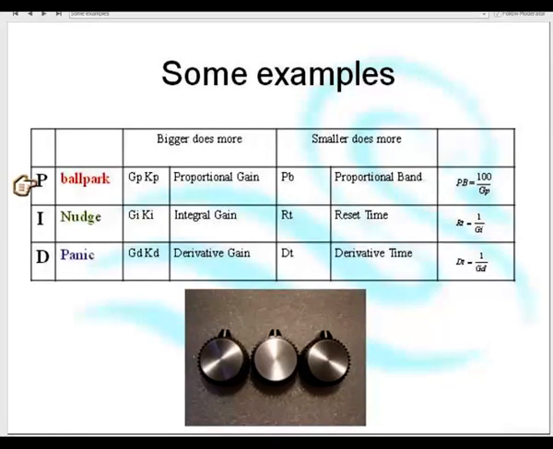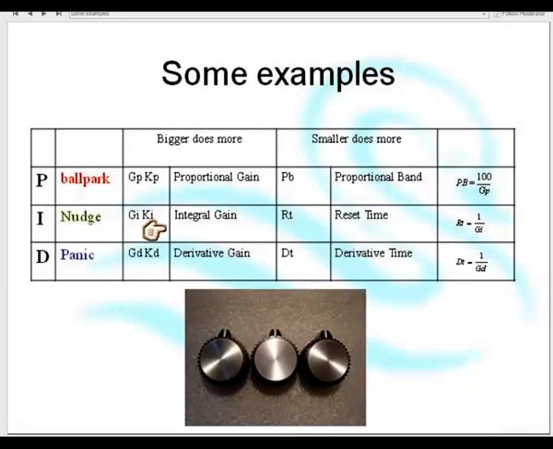First I'll look at P terms. Here's my P terms. If your P term is called some kind of gain, so if it's called a proportional gain or gain, then making it bigger makes it more effective. So anything that's called a gain, making it bigger makes it more effective. If, on the other hand, the P term is called a band, a proportional band, making it smaller makes it more effective. The relationship between the two is this equation here. Proportional band equals 100 divided by proportional gain.